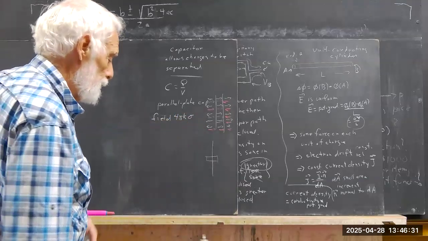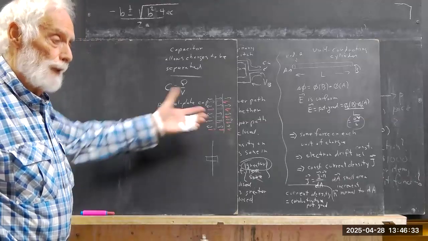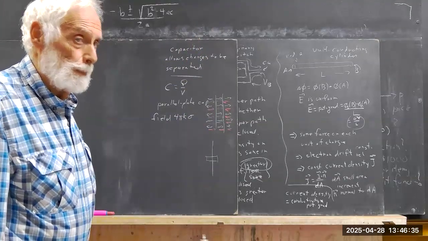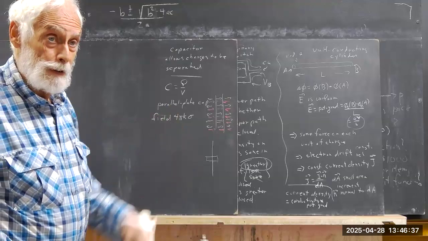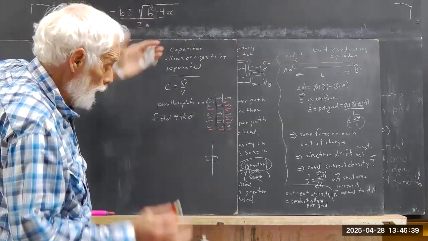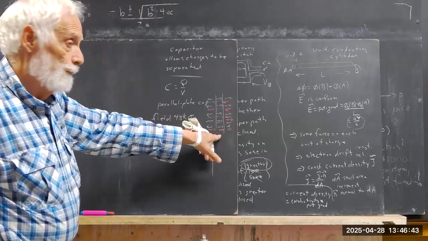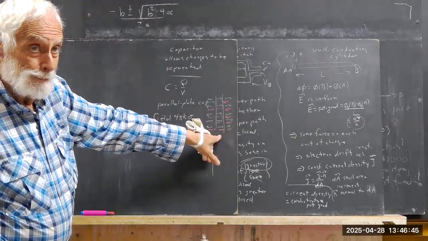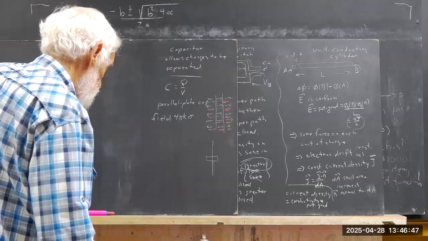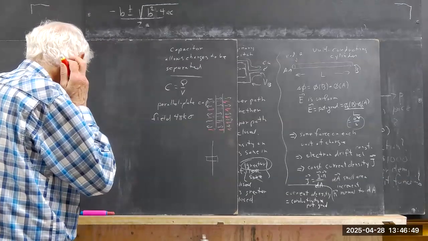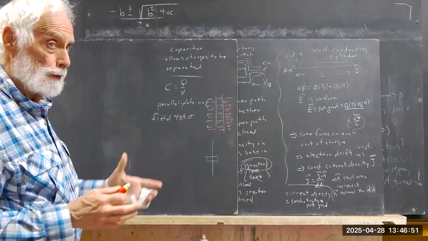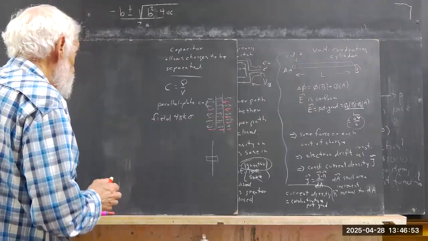I'm not going to explain what sigma is, it's actually very familiar to you now. It's charge density, charge per unit area. So take the total charge, divide by the total area of the plates. You should totally understand this. And then by extension, cylindrical or spherical capacitors.